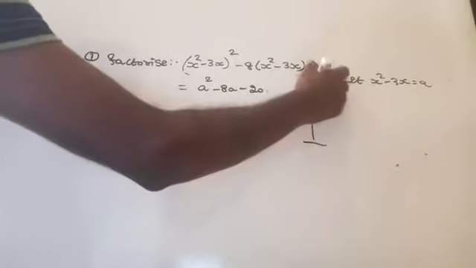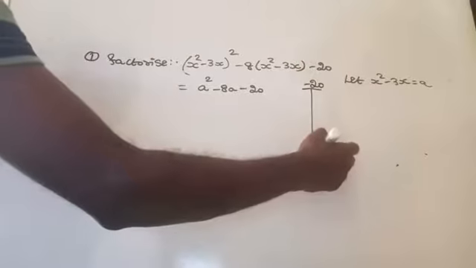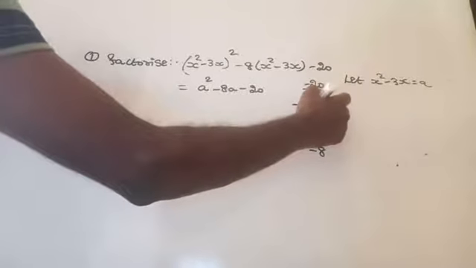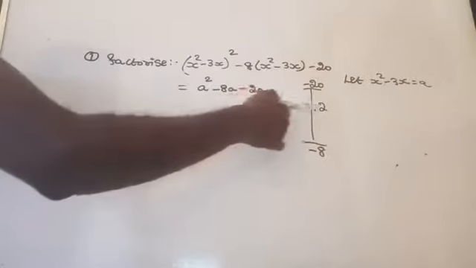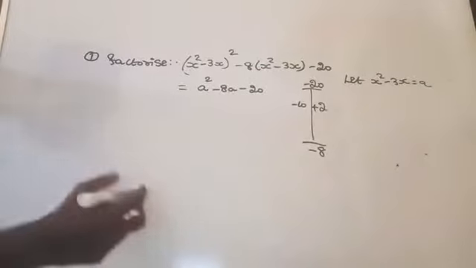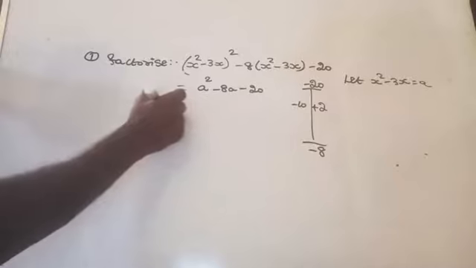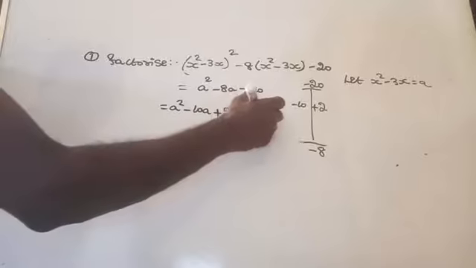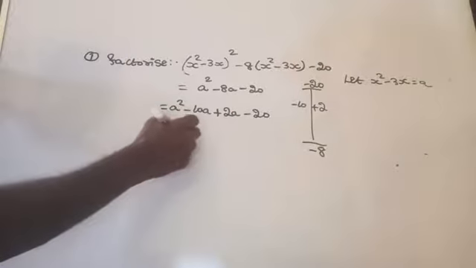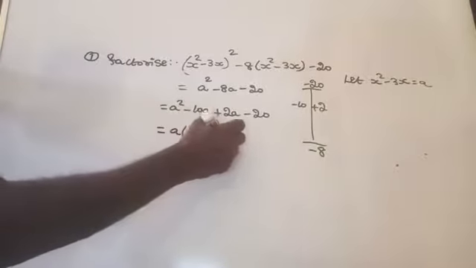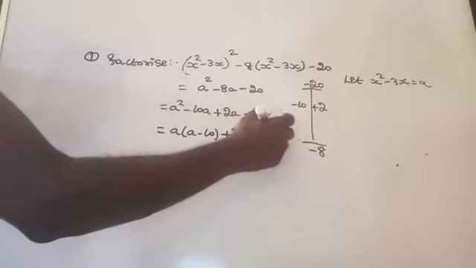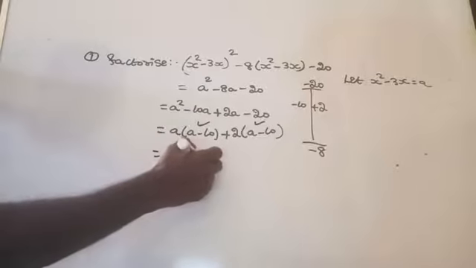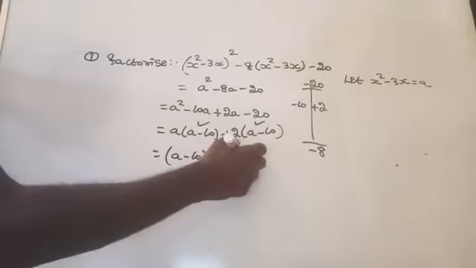Now what is the product of the two integers? Product of the two integers is minus 20 and sum of the two integers is minus 8. So you can take minus 10 plus 2. Minus into plus is minus, 10 twos are 20, and when we add, we get minus 8. So splitting the middle term, a square minus 10a plus 2a minus 20. Now take a common factor outside, a minus 10. Take 2 common outside, then a minus 10. Then again take a minus 10 common outside, so a minus 10 into a plus 2.